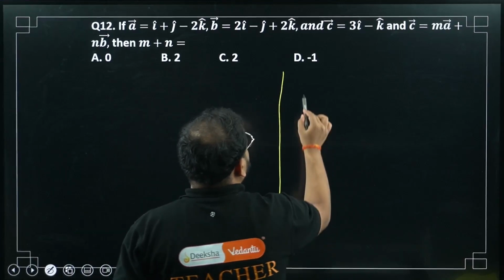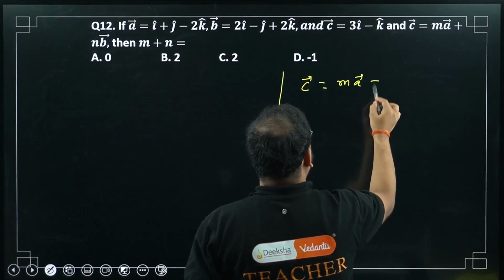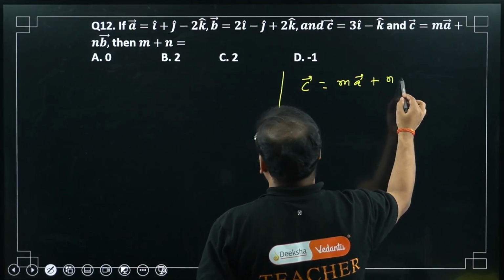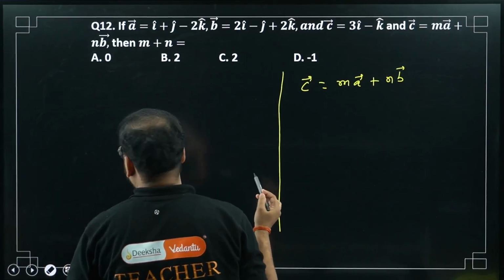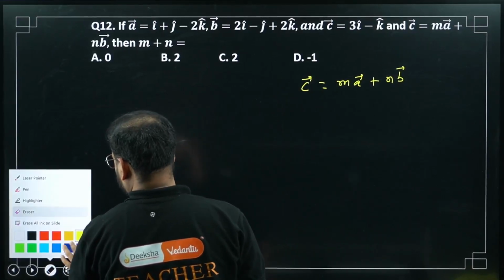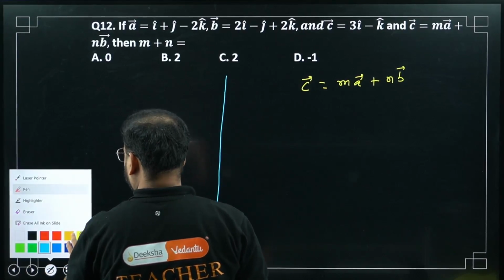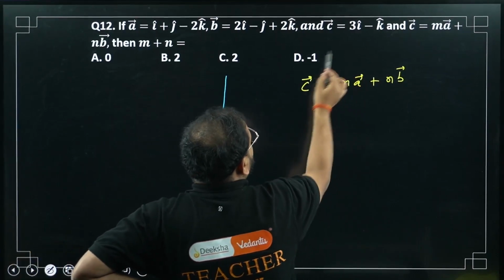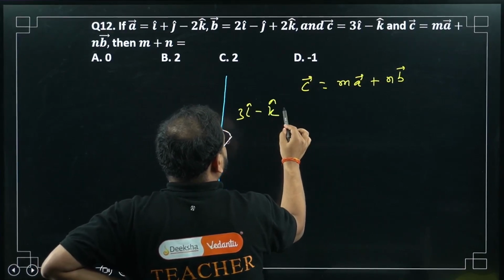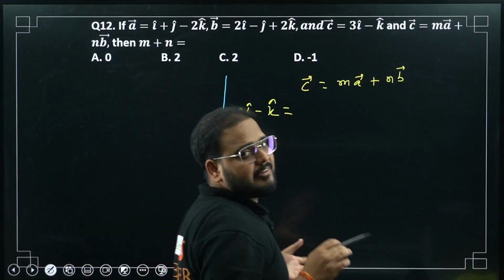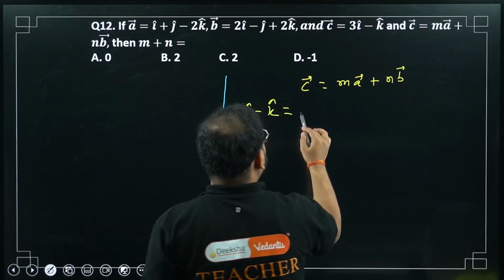I'll write in this form. So c equals m times vector a plus n times vector b. I'll need more space. Okay, please check. What is c? C is going to be 3i cap minus k cap. Now be careful while writing this, because you might make a mistake in taking the coefficient or the sign. So be very careful with that.